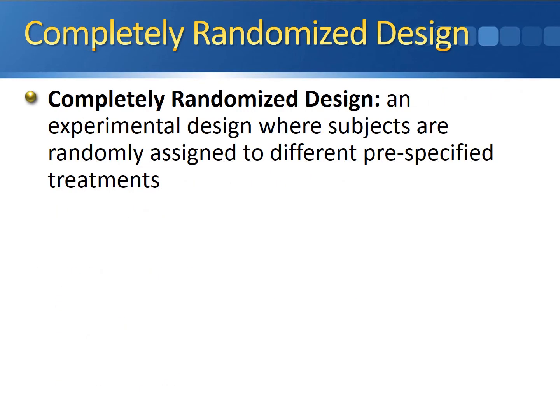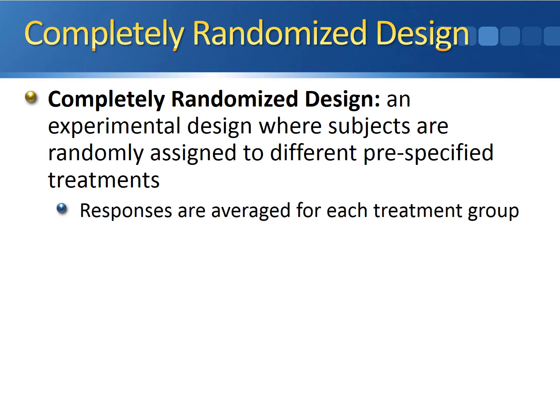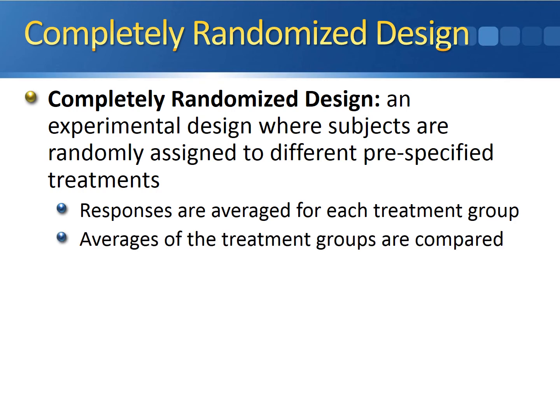A completely randomized design is an experimental design where subjects are randomly assigned to different pre-specified treatments. In a completely randomized design, the responses are averaged for each of the different treatment groups that we have, and the averages of the treatment groups are then compared to one another to see if there's any type of a difference in the means.